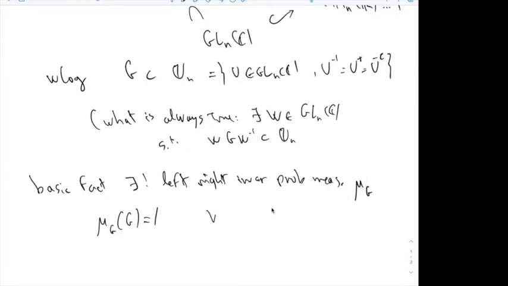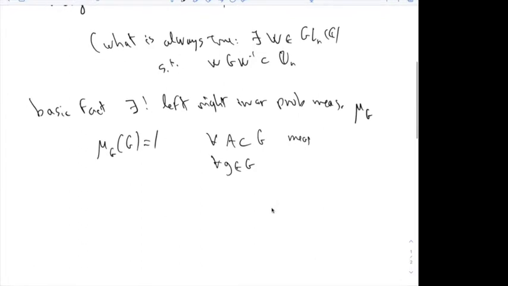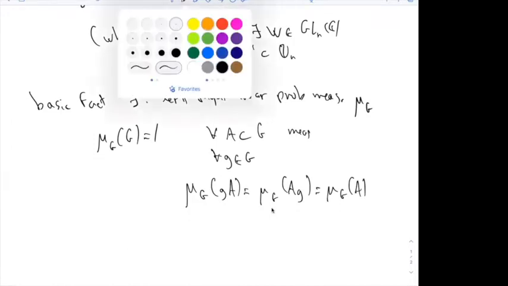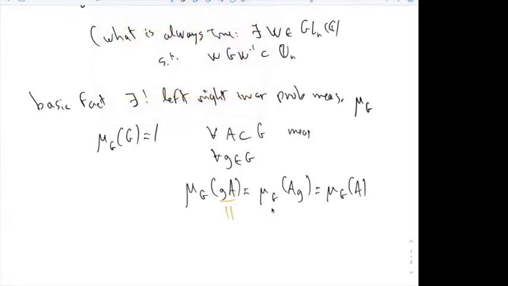The second thing is that for every measurable subset A of G, and for any g in G, the measure mu_G of gA is equal to the measure of Ag, which is the measure of A. Maybe I should have explained that gA is the collection gx for x in A, and likewise Ag is the collection xg for x in A. So this is the left translate and the right translate.